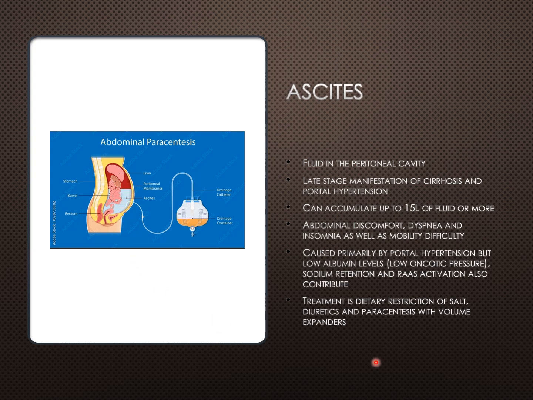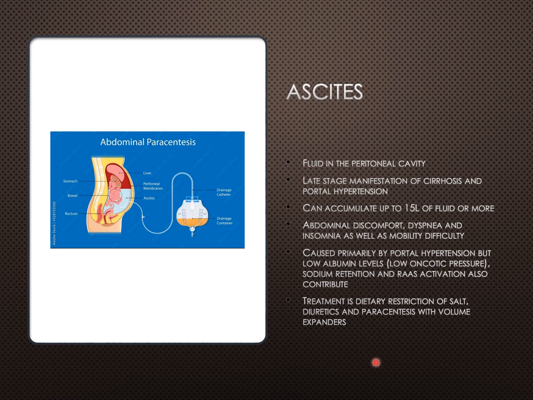It is a late stage manifestation of cirrhosis and portal hypertension. It is not unheard of for patients to accumulate up to 15 liters of fluid or more within the abdominal cavity. Patients can become very uncomfortable, very distended. It causes dyspnea because of this upward pressure on the diaphragm and the lungs. It causes insomnia because people can't breathe. And it also can cause a lot of mobility difficulties. These patients have trouble getting around and walking because they have all this fluid.